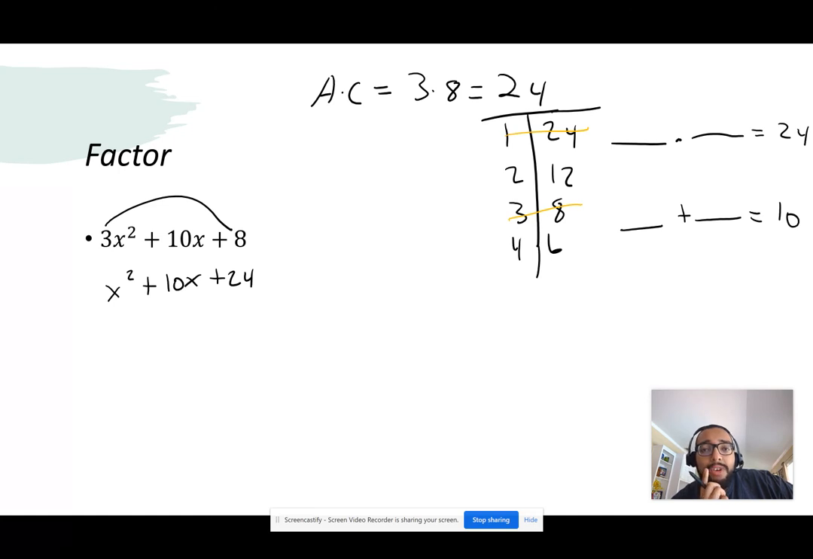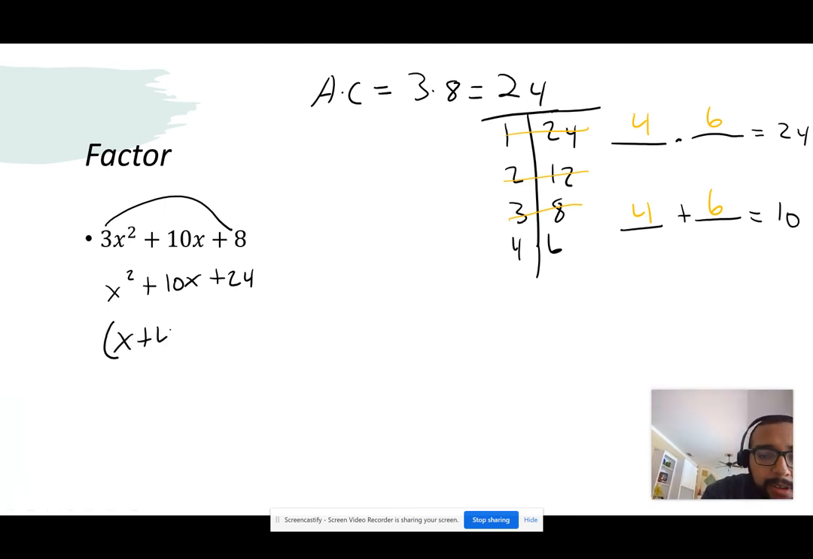So we got 2 possible combinations here. We can either say 4 and 6, which works, or we can say 12 and negative 2. So let's make sure that they meet both conditions. 12 plus negative 2 is positive 10. Okay, cool. But 12 times negative 2 would be negative 24, so it actually wouldn't work there. But do not fear, because 4 plus 6 is 10, and 4 times 6 is 24, which leads me to say here that x plus 4 and x plus 6 would be my binomials.